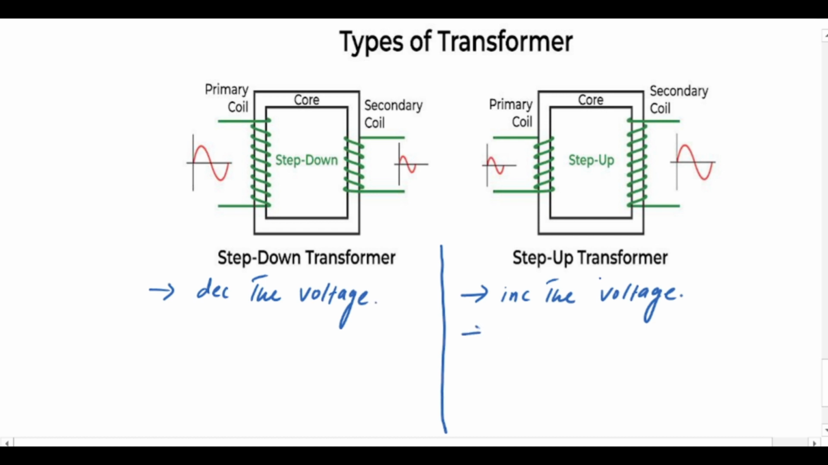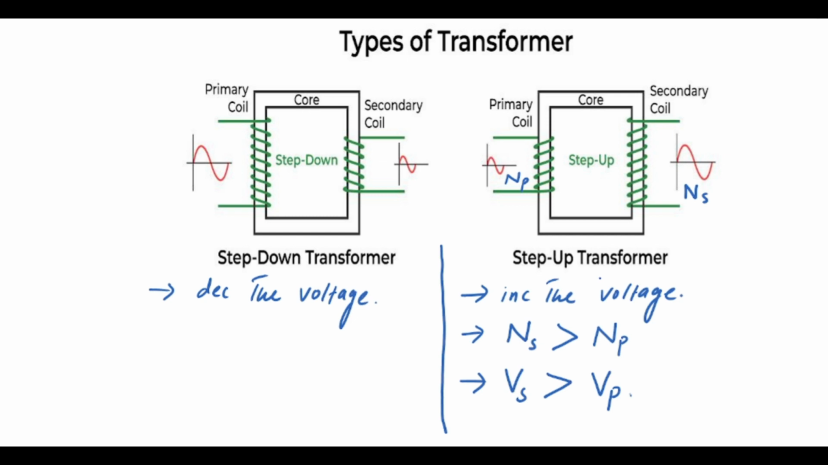And how can we increase the voltage? If this is the secondary coil and the number of turns in the secondary coil is NS and the number of turns in the primary coil is denoted by NP. So if the number of turns in the secondary coil is greater than the number of turns in the primary coil, we proved that the greater the number of turns, the greater the induced EMF. So VS should be greater than VP. By increasing the number of turns in the secondary coil, the secondary EMF will also increase. This is called a step up transformer.